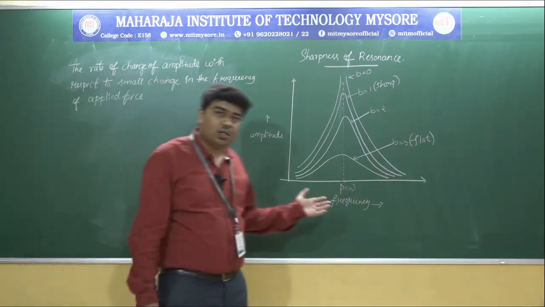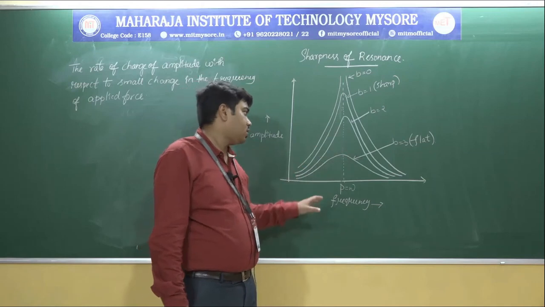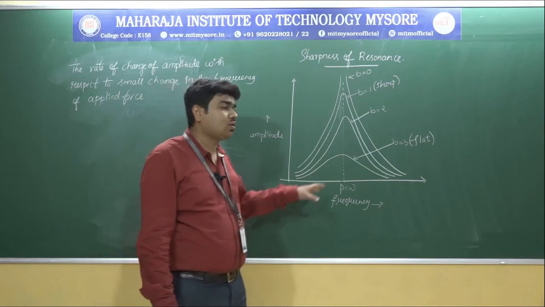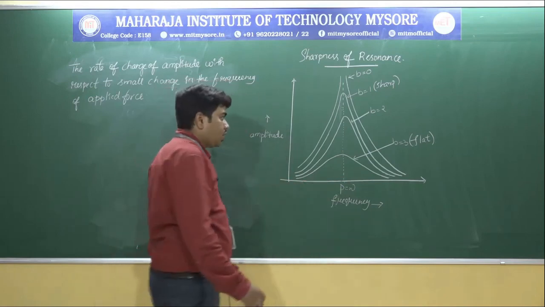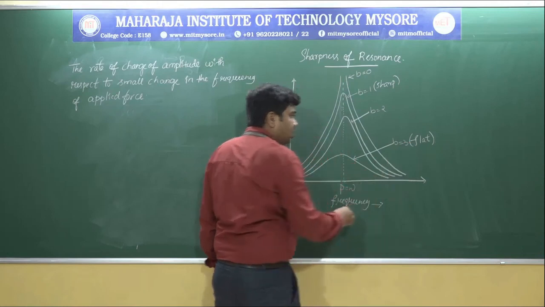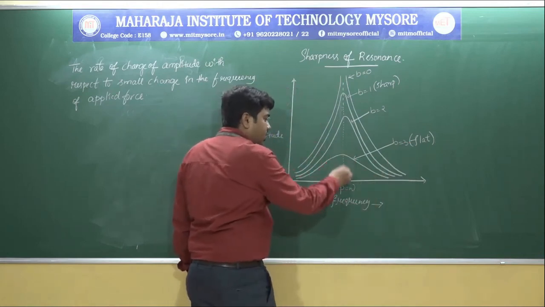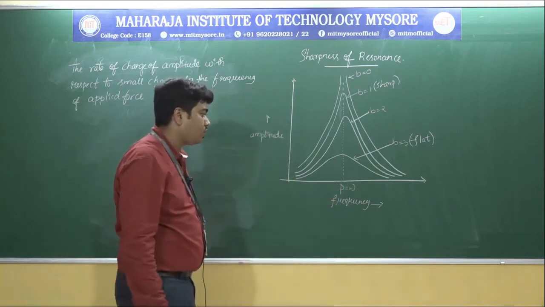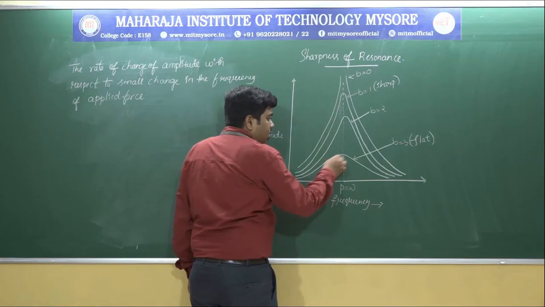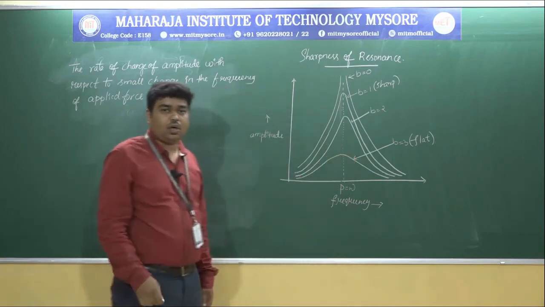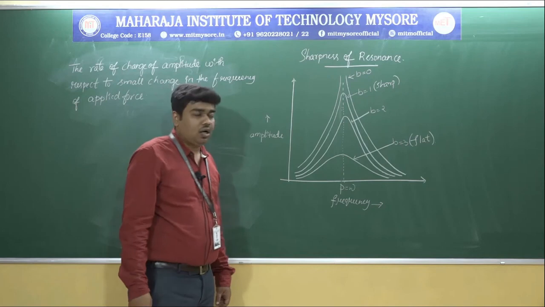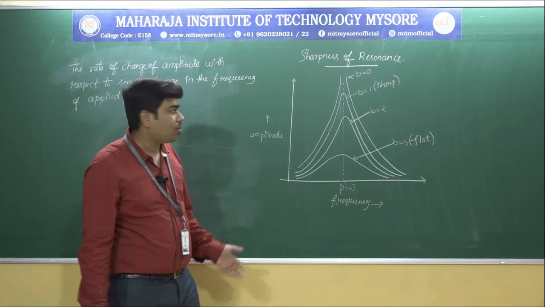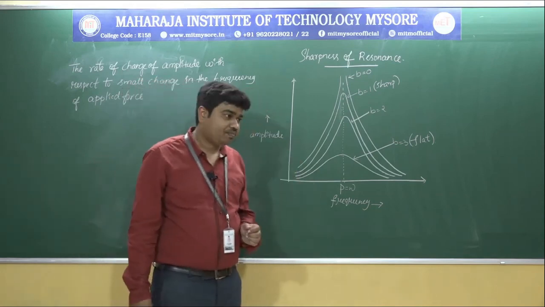But when the damping factor goes on increasing, the curve doesn't remain sharp, the curve goes on becoming flat. As you can see, when the damping value has increased, even though there is either a decrease or an increase in the frequency of the applied force, there is no sharp decrease in the curve, or no sharp decrease in the amplitude of the oscillating body. Now this completely depends on the value of the damping.